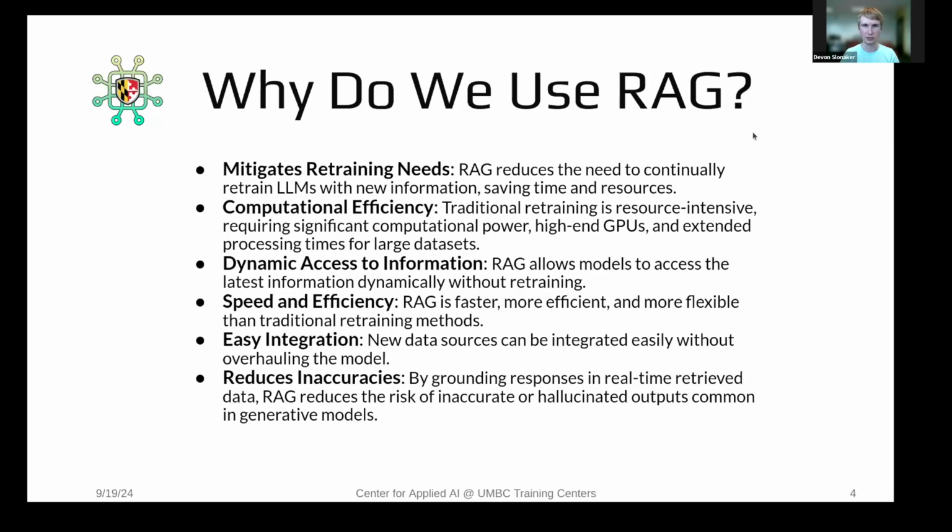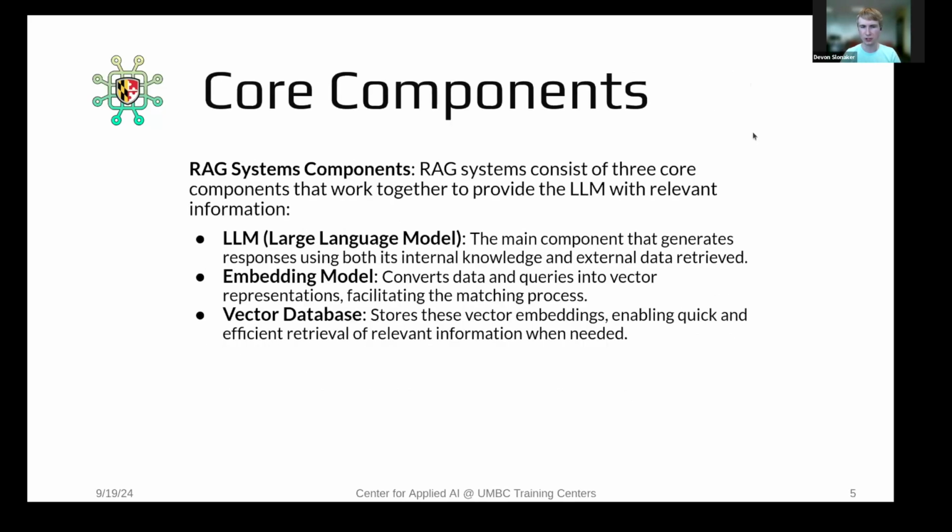And then it also reduces inaccuracies and hallucinations by providing information that the model needs for context for certain queries without it having to guess about what it needs to say. So there's only really three main core components for RAG, and it's actually quite simple.